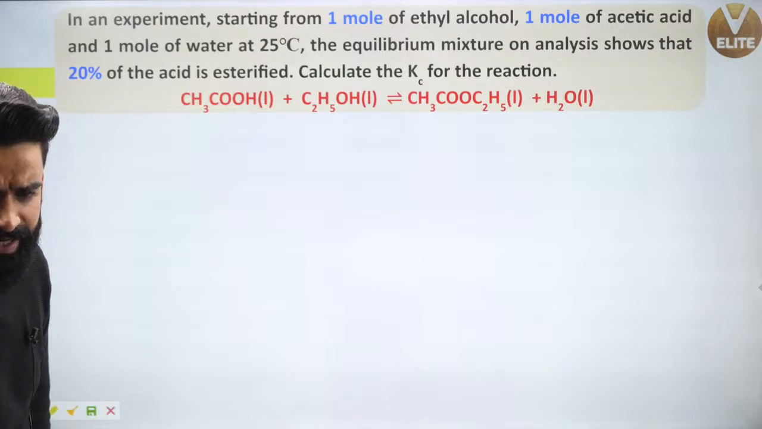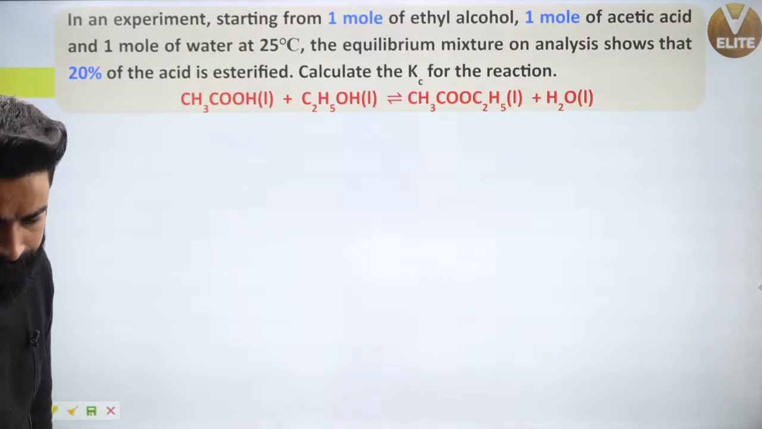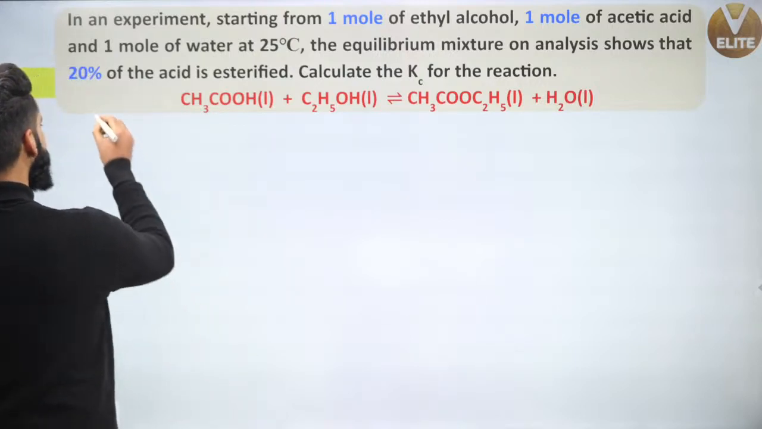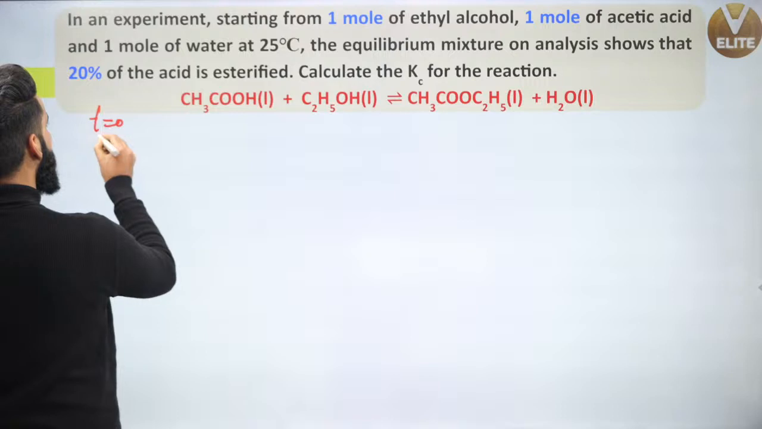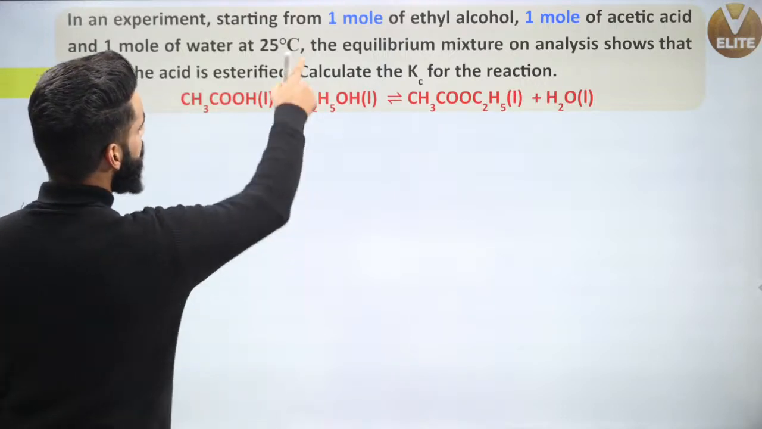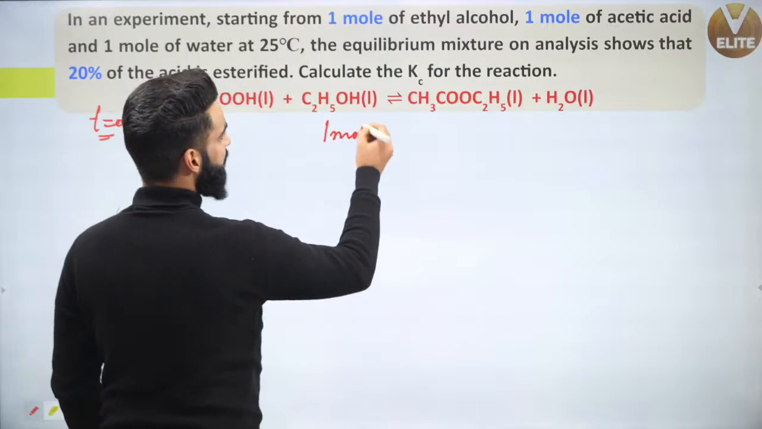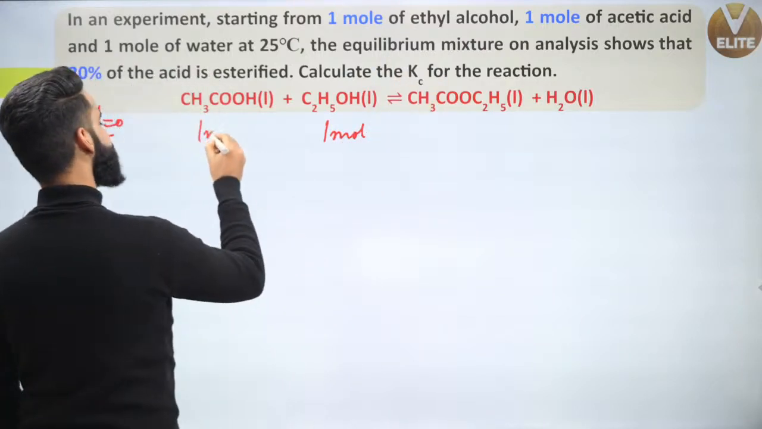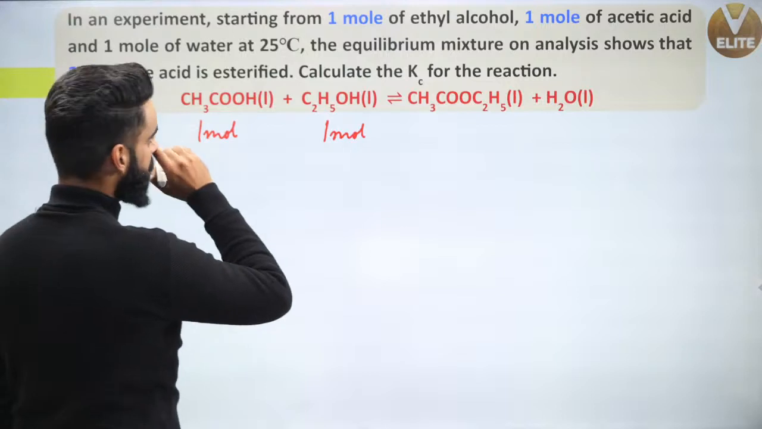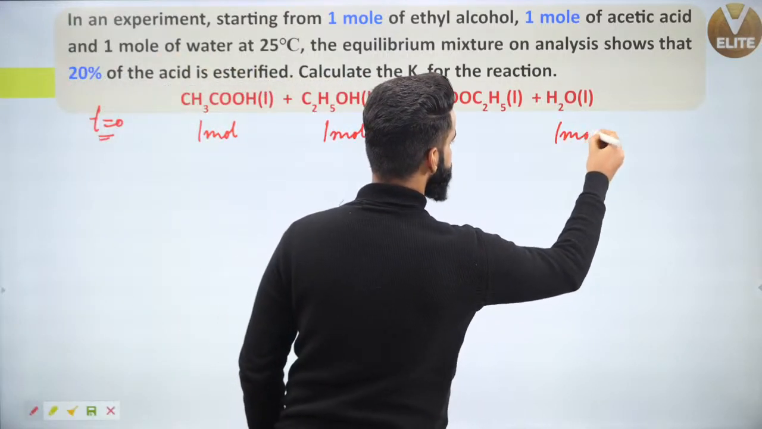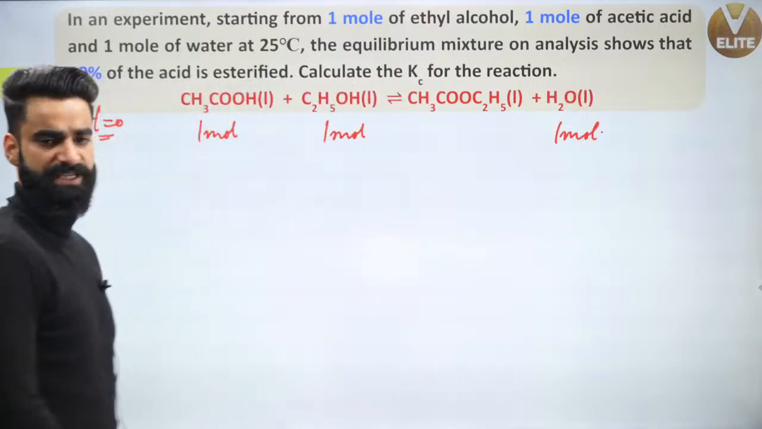It's a simple question, guys. See how I am going to approach this question. What is given in the question? At time t equal to 0, I'm given 1 mole of ethyl alcohol. I have got 1 mole of acetic acid as well at time t equal to 0. And at the same time, I have got 1 mole of water as well at time t equal to 0. Correct? This is what is given to me.